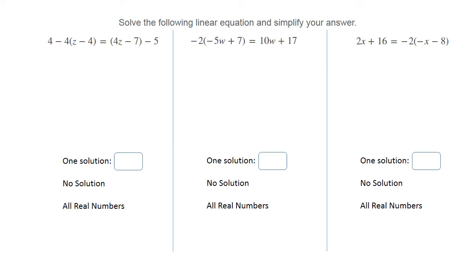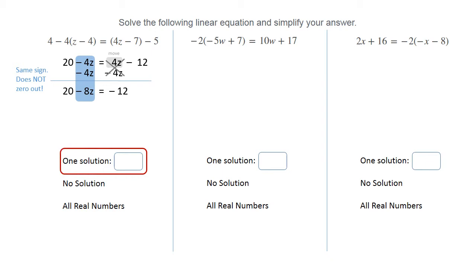During the work on the first problem, you're going to be moving a 4x by subtracting it. That's going to give you two negative 4x's on the left-hand side. Those don't cancel out, they actually double. In this case, you're going to keep working and you will eventually end up with one solution.